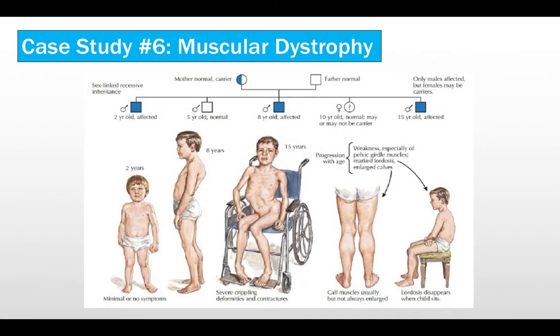Your case study for this unit is about muscular contractions, and it is a condition called muscular dystrophy. We're going to talk about who is primarily affected, what the symptoms are, and how this affects one's quality of life.